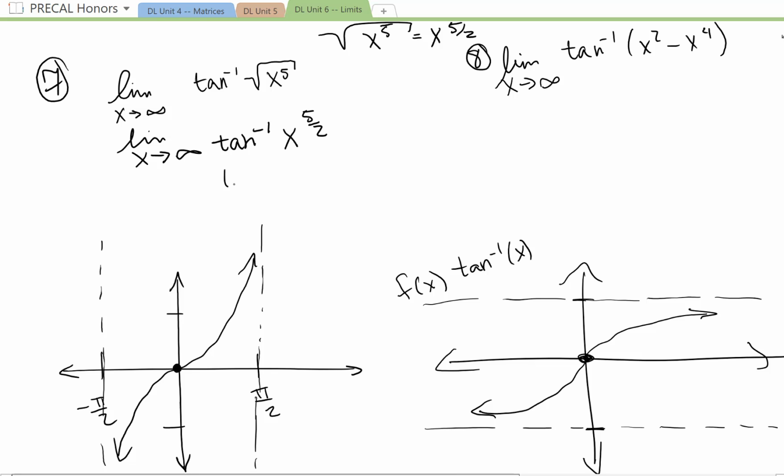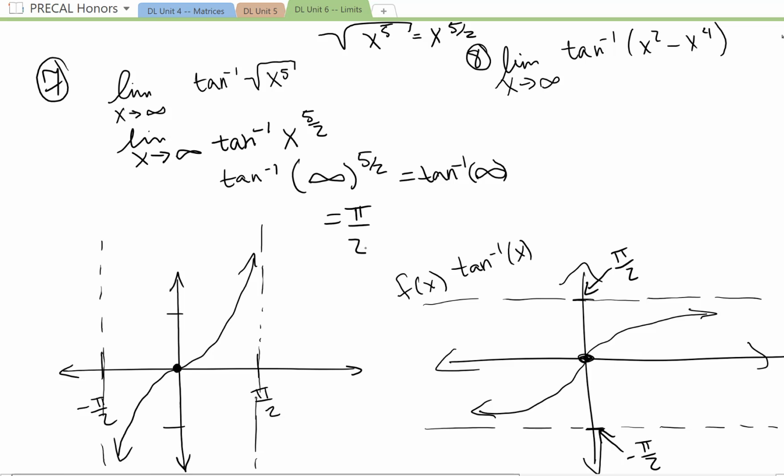Now we're going to plug in infinity, so tangent inverse of infinity to the power of 5 halves is just tangent inverse of infinity. What is happening as tangent inverse goes to infinity? We have this asymptote and this asymptote. Well, they used to be vertical asymptotes, now they're horizontal asymptotes. This one is pi halves, this one is negative pi halves. So as arctan approaches infinity, we approach pi halves.